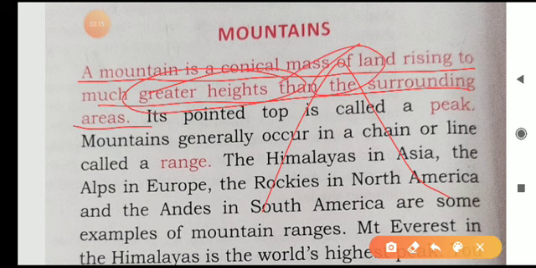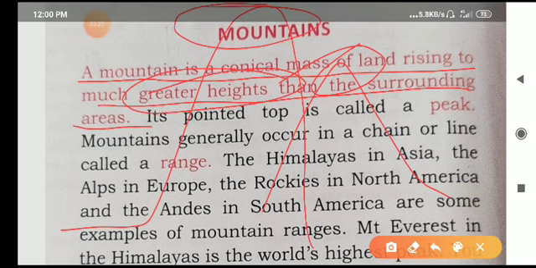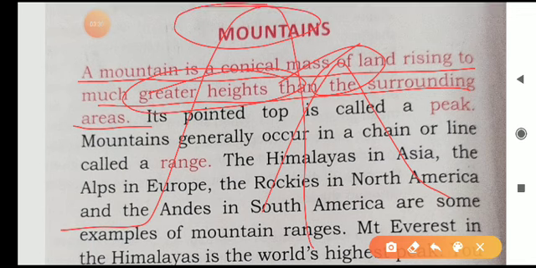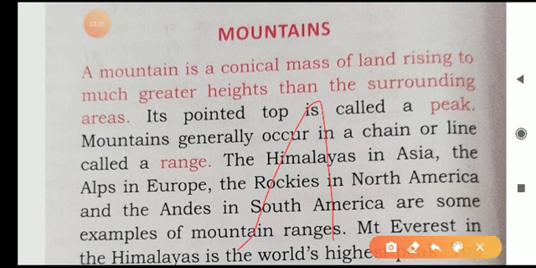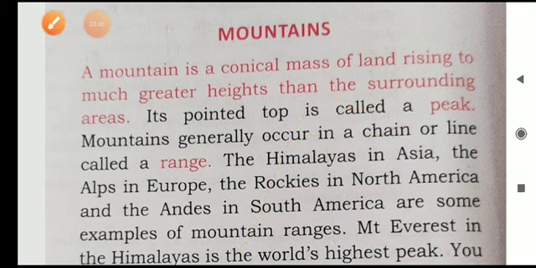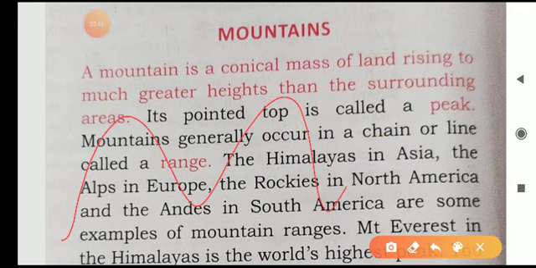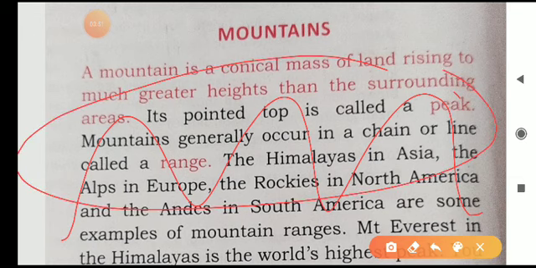What is a mountain? A mountain is a conical mass of land rising to much greater heights than the surrounding areas. At the top of the mountain we can see a pointed portion. What is that? It is called a peak. Mountains generally occur in a chain or line. This line or chain is called a range. Mountains generally occur in a chain or line called a range.